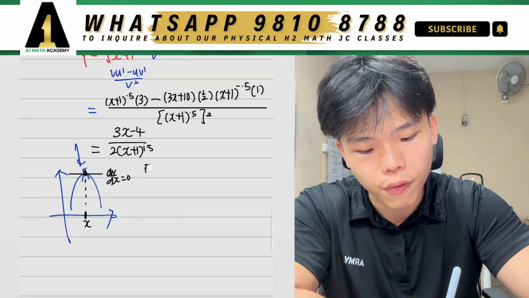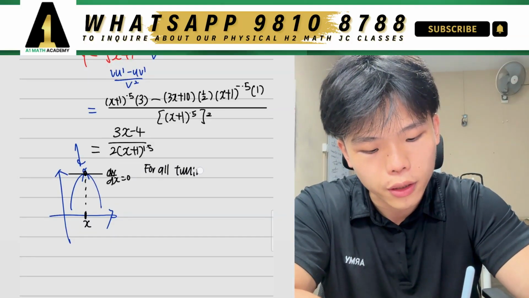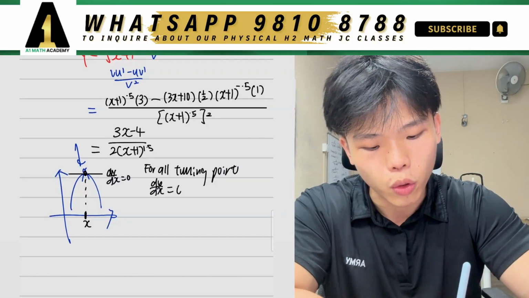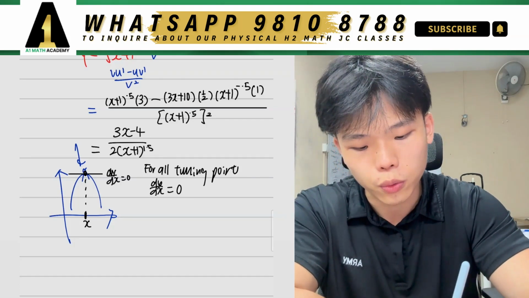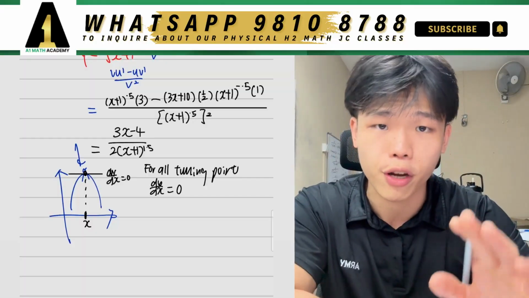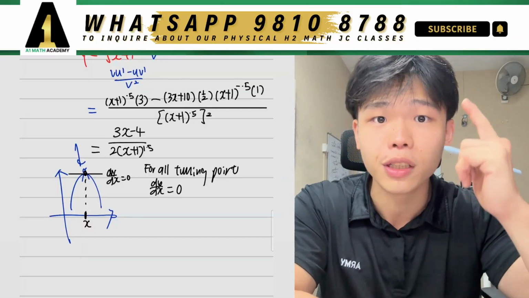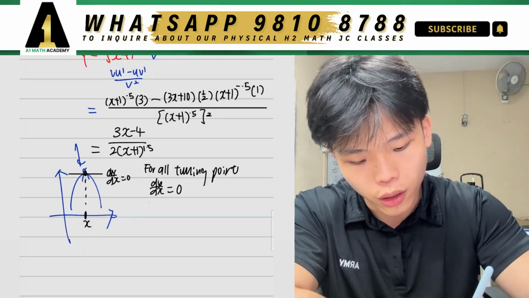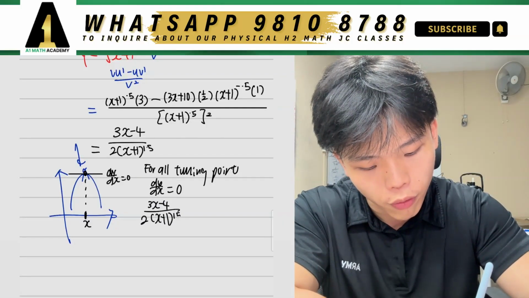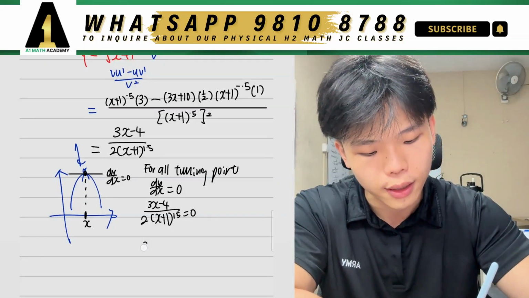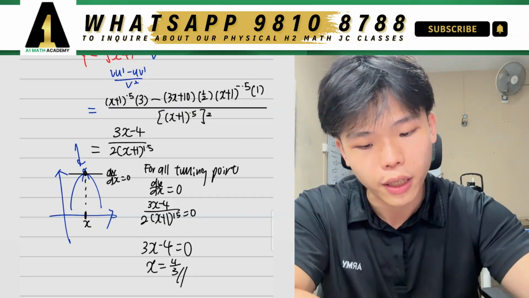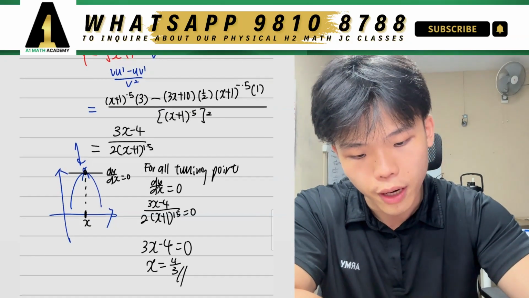And therefore we can confidently say that for all turning points, my dy dx will be 0. So when I have a fraction equal to 0, we know that the denominator cannot be 0 because the whole entire fraction will be undefined. However, the numerator will be the one that's 0. So if I have 3x minus 4 over 2 bracket x plus 1 to the power 1.5 equals to 0, we know that the numerator is 0, and therefore x is 4 over 3, which is the final answer to the first portion over there. So that's the first answer.